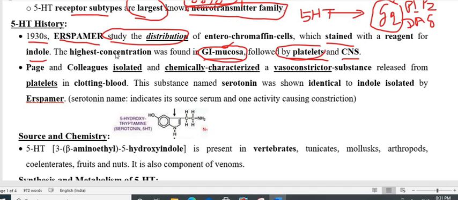Later on, one more scientist, Page, along with colleagues, isolated 5-HT as well as chemically characterized 5-HT.